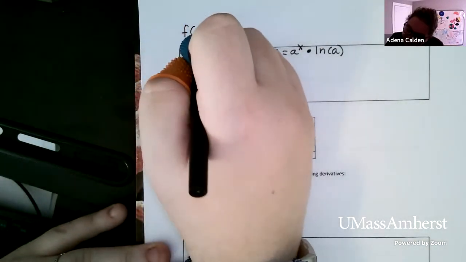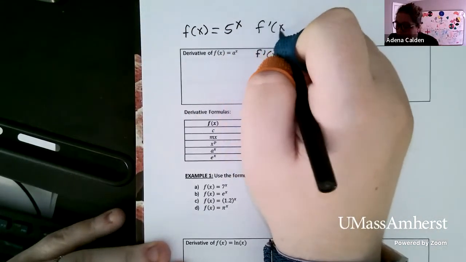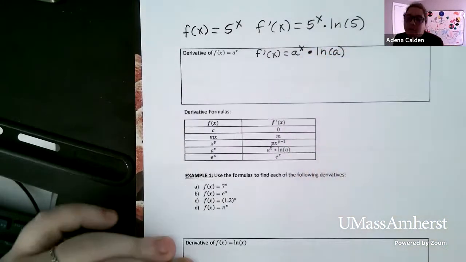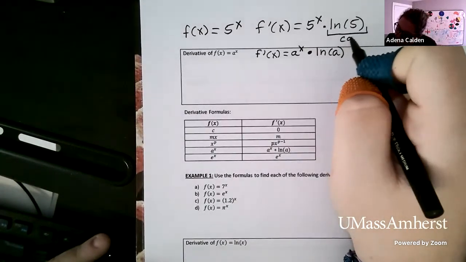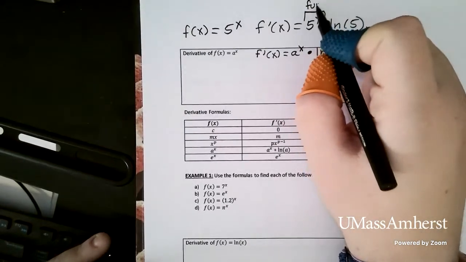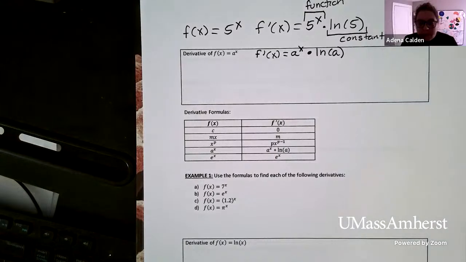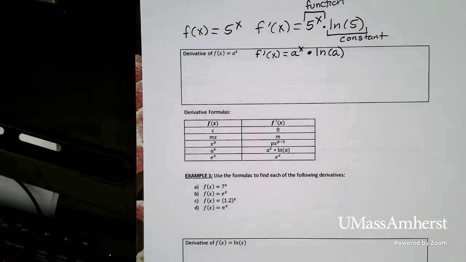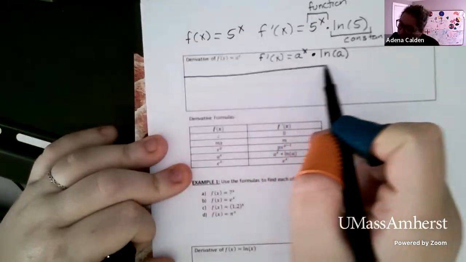So, for example, you have 5 to the x. The derivative is going to be 5 to the x times the natural log of the base, which is 5. So this natural log of 5 is a constant, and 5 to the x is a function. And that function is the same as the one we started with. Now, there's a couple of spin-offs from this particular formula that are going to be special cases that we are going to be using. So this is the general formula.